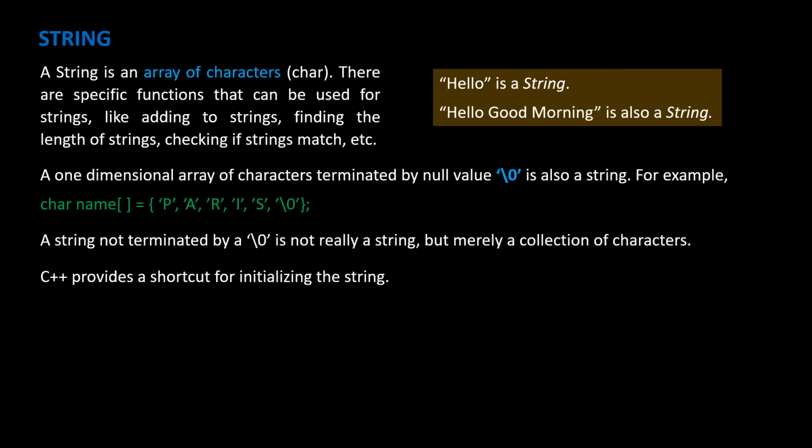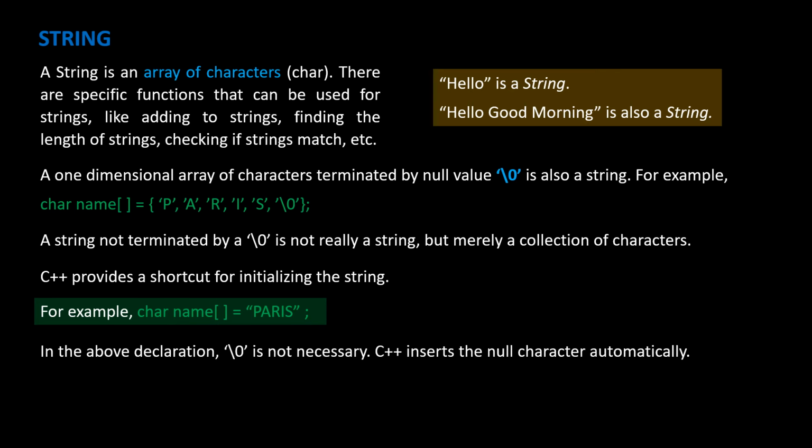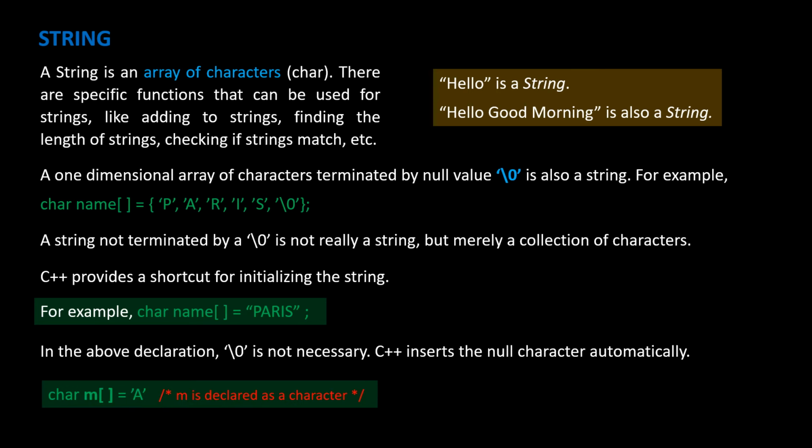C++ provides a shortcut for initializing the string. For example, char name[] = "Paris". In the above declaration, \0 is not necessary. C++ inserts the null character automatically.